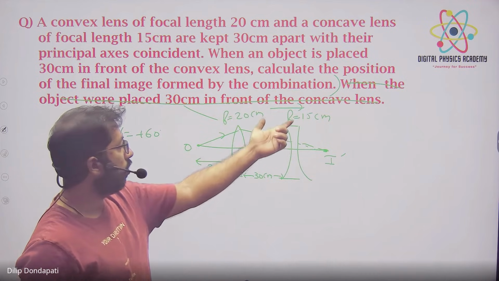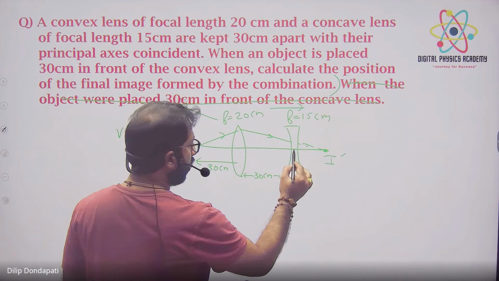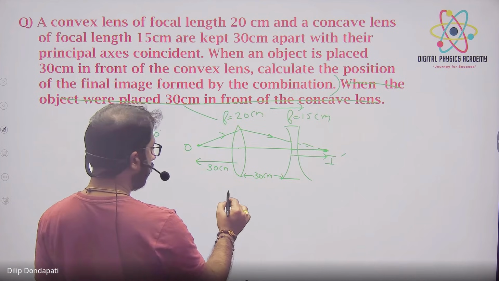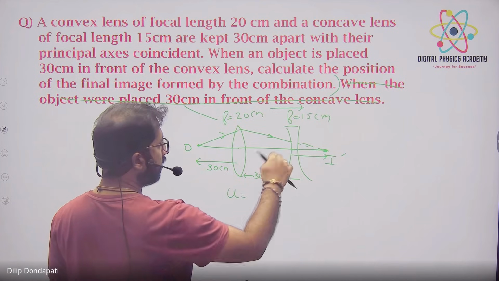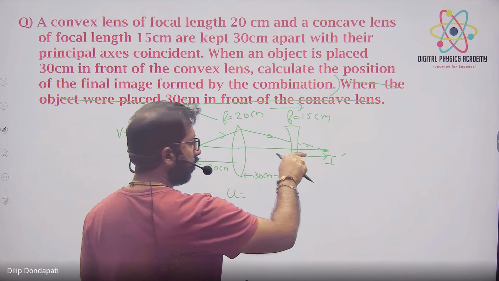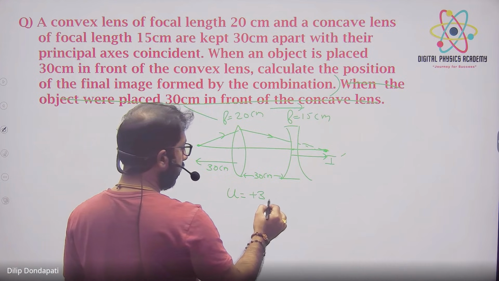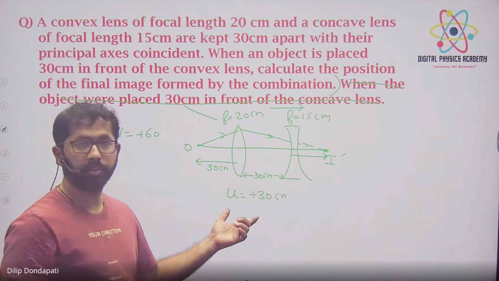Okay. Now here, the image distance for this one, the object distance, is how much? For this one, from here to here, the object distance is how much? U is how much? Plus 30 or minus 30? You are measuring from the optical center to the object, right? So plus 30. Understood? We always think U is minus, but not like that.